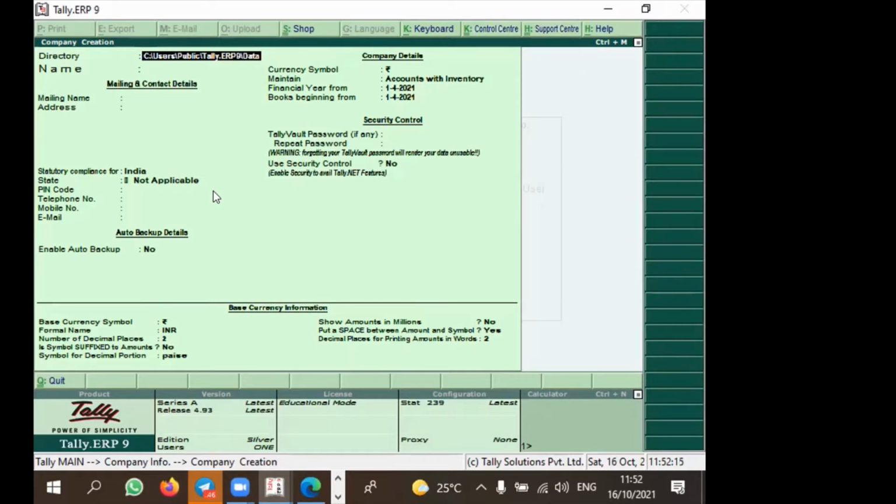Now that directory means where your work is to be saved. So we are saying it is saved in local disk C under users, public or tally. Then ERP9 data.